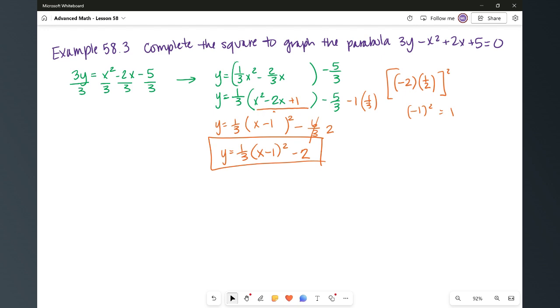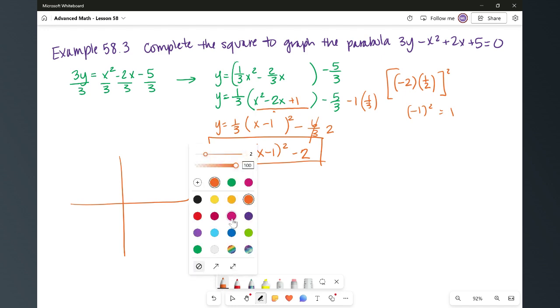There's step 1 in our problem. Step 2 is go ahead and graph it. Now, looking at what we have here, we do want to remember some of those tricks that we know to help us set this up.